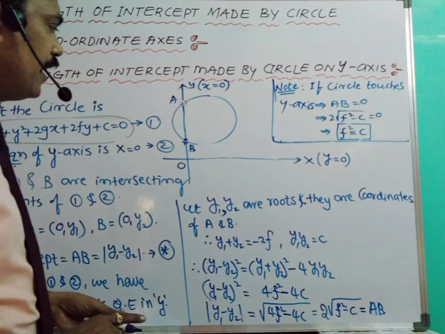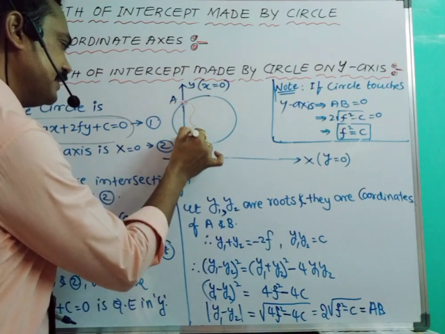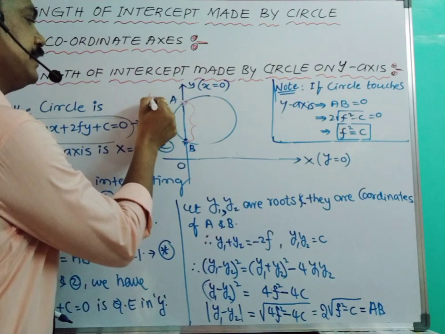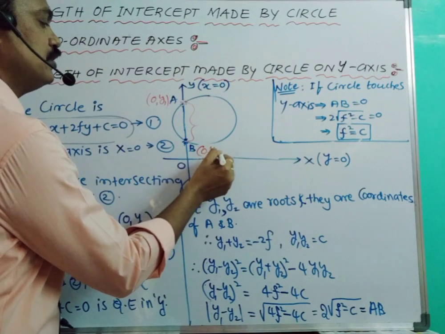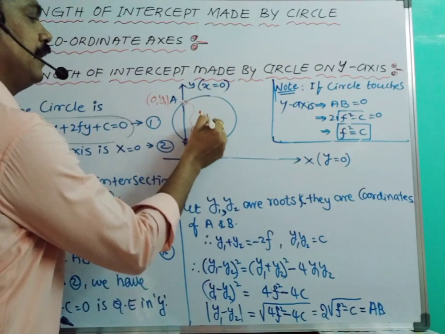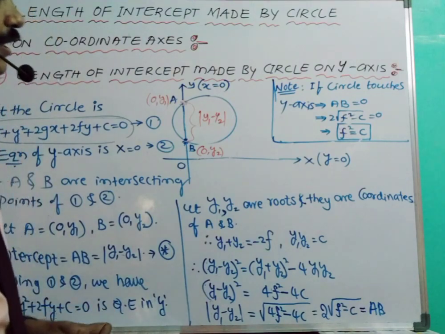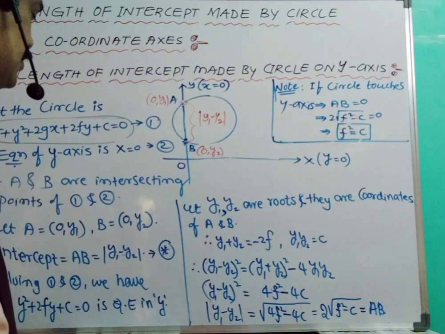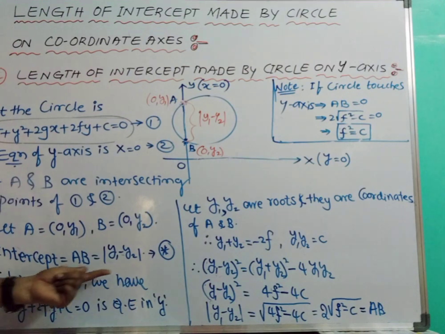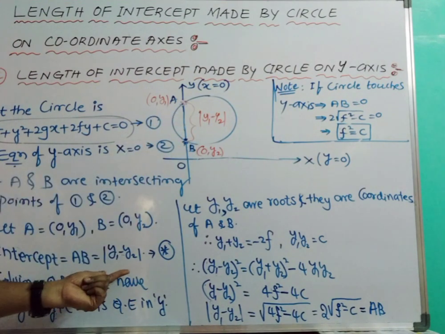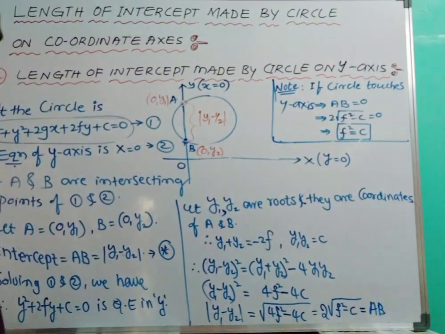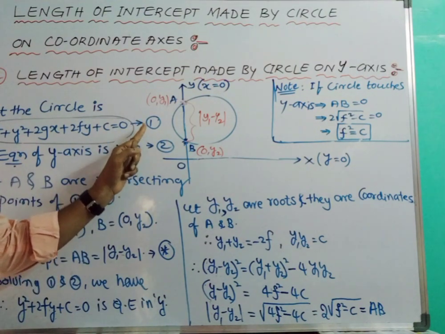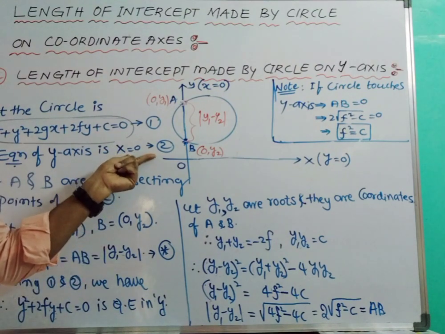What is our required length? This is our required length. A coordinates taken as (0, y1), B coordinates taken as (0, y2). What is this length? y1 minus y2, or you can take y2 minus y1, because length should be positive, no issue. How do you get this length AB? That is modulus of y1 minus y2. You need to confirm the length y1 minus y2. Solving these two equations we can obtain it. Now I am going to solve equation 1 and equation 2. What is equation 2? x equals 0.